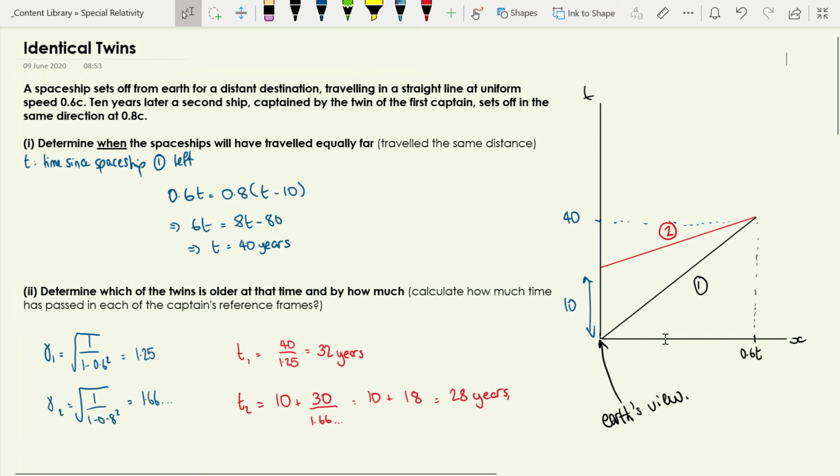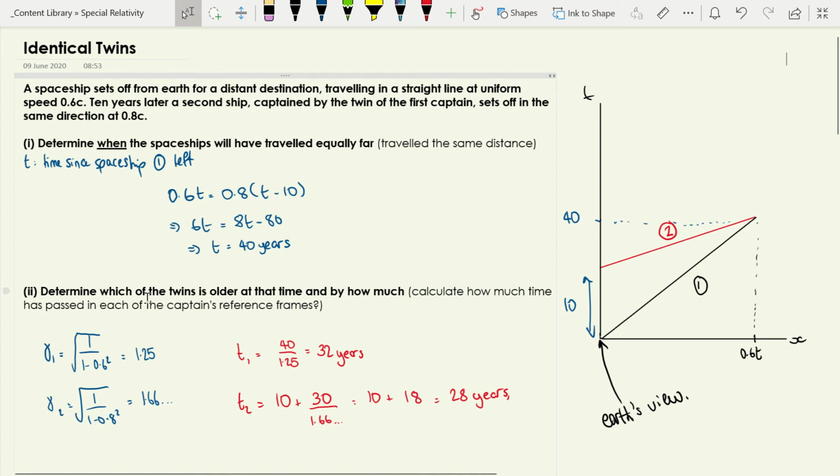If we illustrate that on a time-space diagram like we've got here, we can see Captain 1 was traveling at constant speed all the time. Captain 2 traveled at constant speed, but they started 10 years after. So this is the space-time diagram from Earth's point of view. We've got this gap of 10 years, and we can see that spaceship 2 was traveling faster because its line is closer to being horizontal. And then they meet up after 40 years, which would mean we could figure out the distance that they traveled, so 0.6 times 40, which is 24 light years. Okay, so that's our diagram to illustrate what's happening.